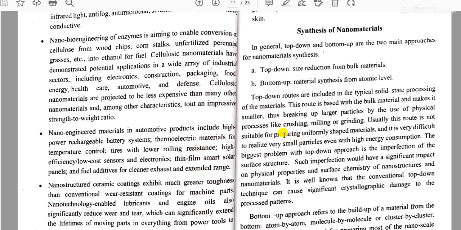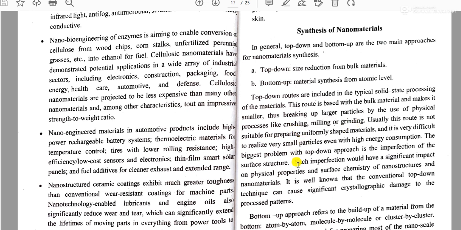So all these are the problems of this route. Then it is very difficult to realize very small particles even with high energy consumption. The main drawback is that this technique requires a high amount of energy. Even with the consumption of this high energy, it is difficult for us to obtain very small particles. So these are the drawbacks of top-down approaches like milling, grinding and crushing.